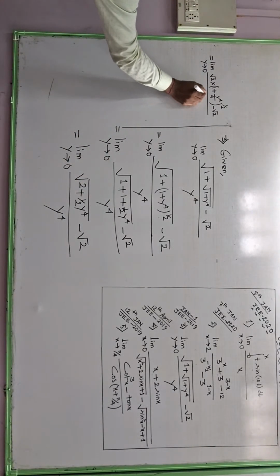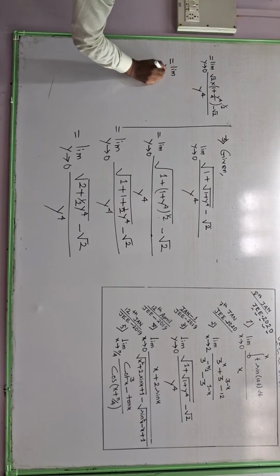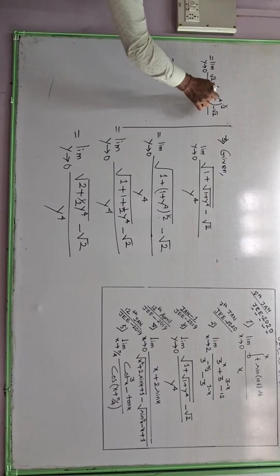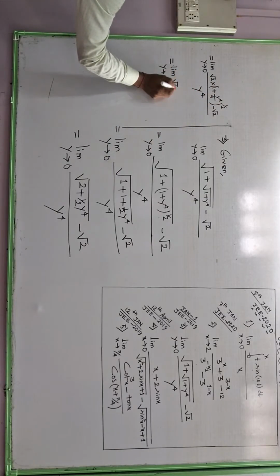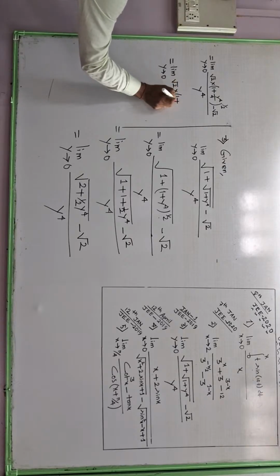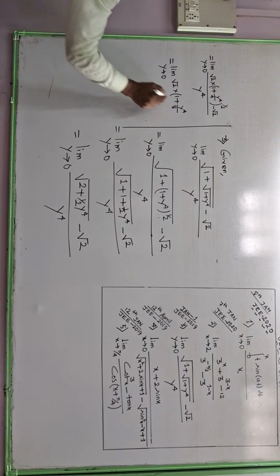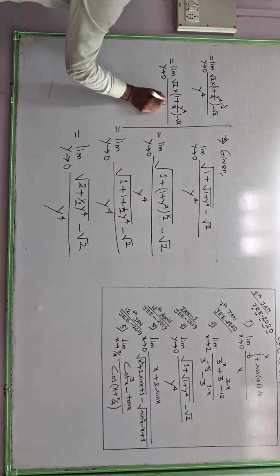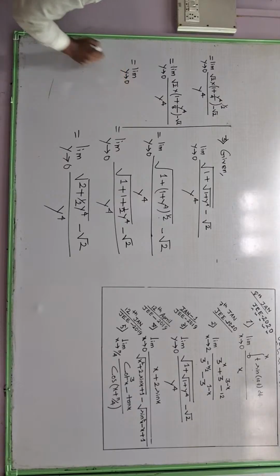Divided by y to the power 4, limit y tends to 0. So here again you can use 1 plus nx. So the limit is root 2 into 1 plus n times x, that is y to the power 4 by 8, minus root 2 as it is, divided by y to the power 4, limit y tends to 0.